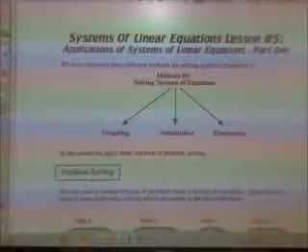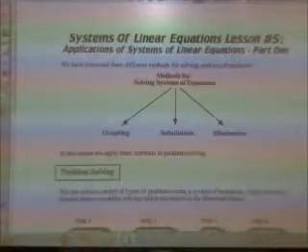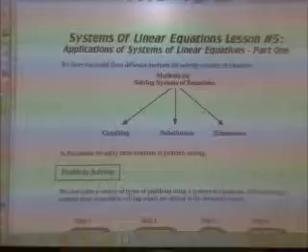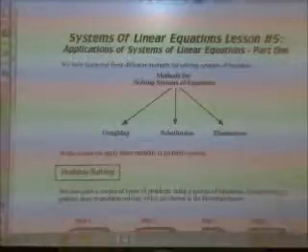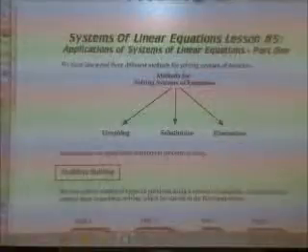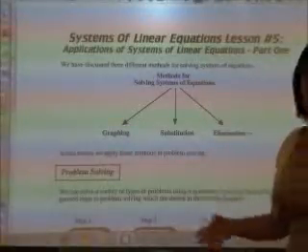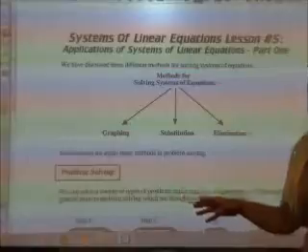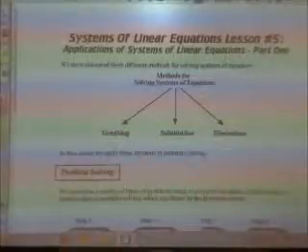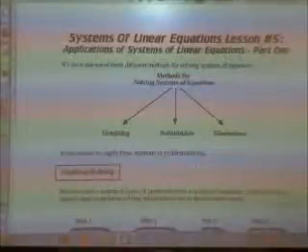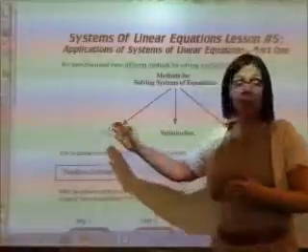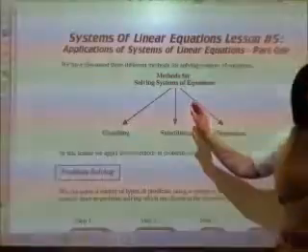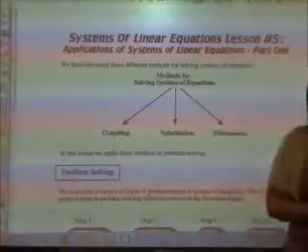Lesson 5 and Lesson 6 look at applications of linear systems. So how can I use this in contextual situations? I know how to do it when I'm given the equation and told to just find this, but if I was given a problem, could I use a linear system of equations to solve the problem? You can solve the linear system by graphing, by substitution, or by elimination.